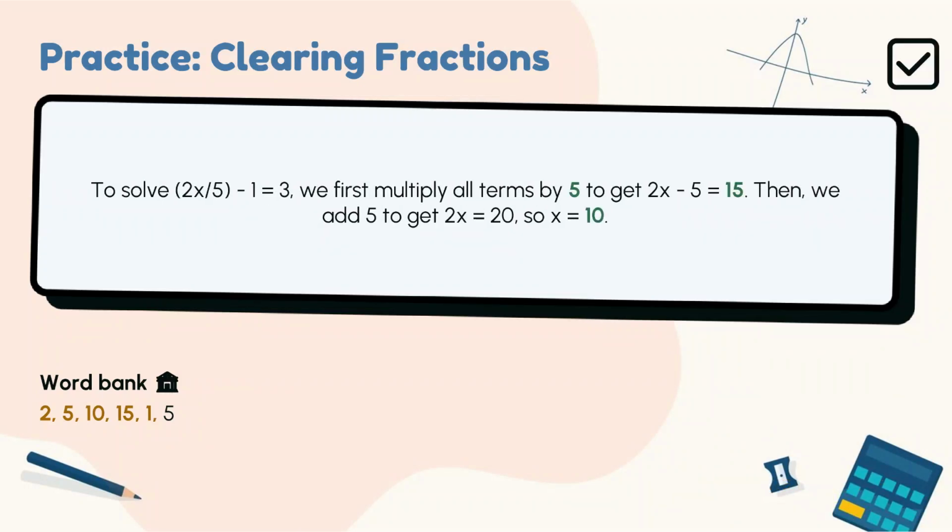The completed solution is, to solve 2x over 5 minus 1 equals 3, we first multiply all terms by 5. That gives 2x minus 5 equals 15. Then we add 5 to both sides, so 2x equals 20. Finally, divide by 2. x equals 10. The key step was multiplying every term by 5, not just the fraction.